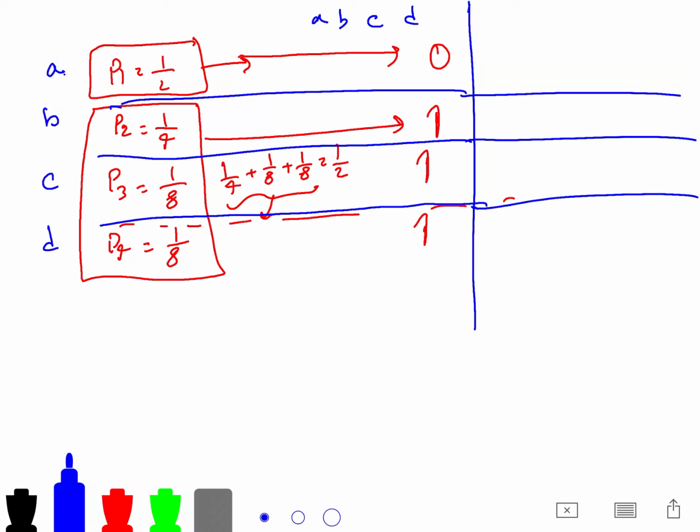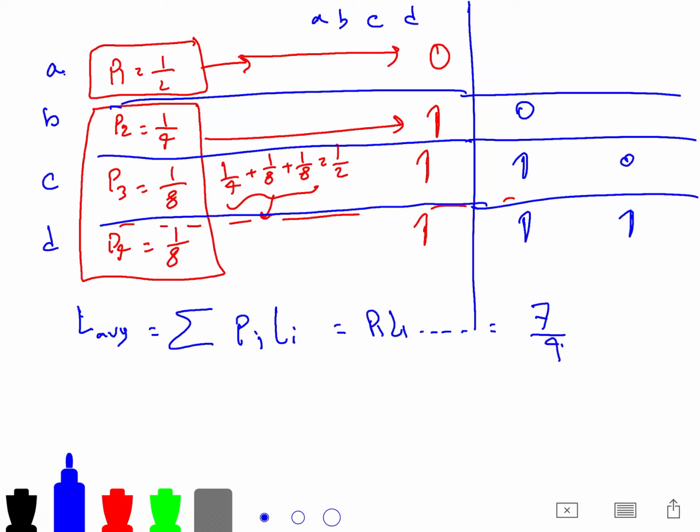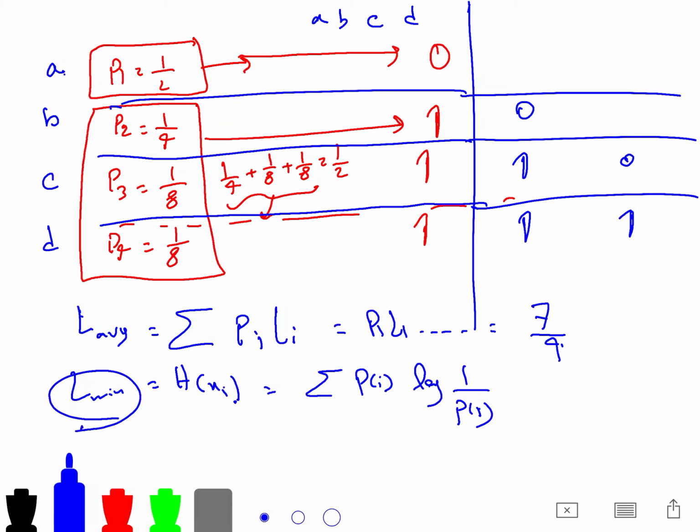In the next layer, we get the same idea, and what we get is 0, and then we cluster them together, so you get 1 and 1, and you got the idea. You cluster them together, so you can code that. So what is the average? The average is the probability times Li, so P1L1 plus P2L2, it becomes 7/4 with these numbers. And L mean is just H of X, which is just the entropy, the sum of Pi times log of 1 over Pi. And finally, the efficiency is L mean divided by L average.